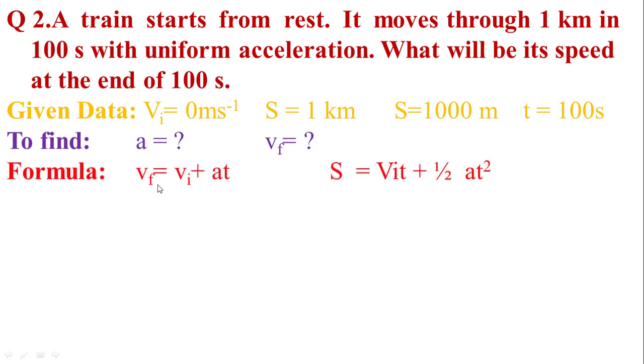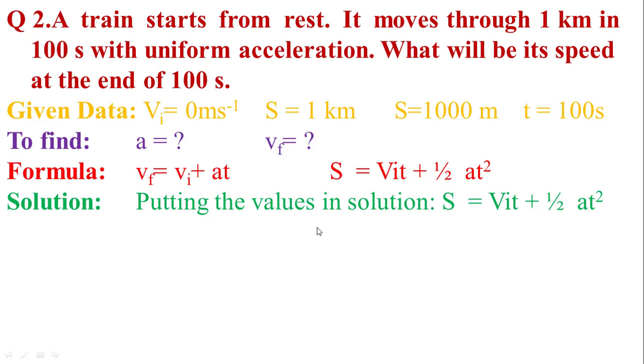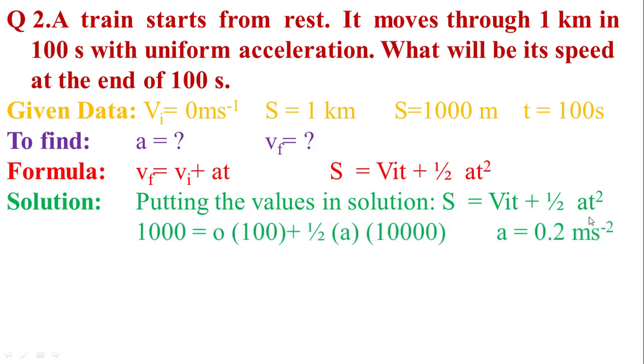Then using the first equation of motion, Vf is equal to Vi plus At, and the second equation of motion, S is equal to Vit plus 1 upon 2 At square. Then solution, putting the values, S is equal to Vit plus 1 upon 2 At square. S is equal to 1000 is equal to 0 multiplied by time t 100 plus 1 upon 2 A multiplied by t square. 100 square is equal to 10,000. Now solving this equation, acceleration A is equal to 0.2 meter per second square.